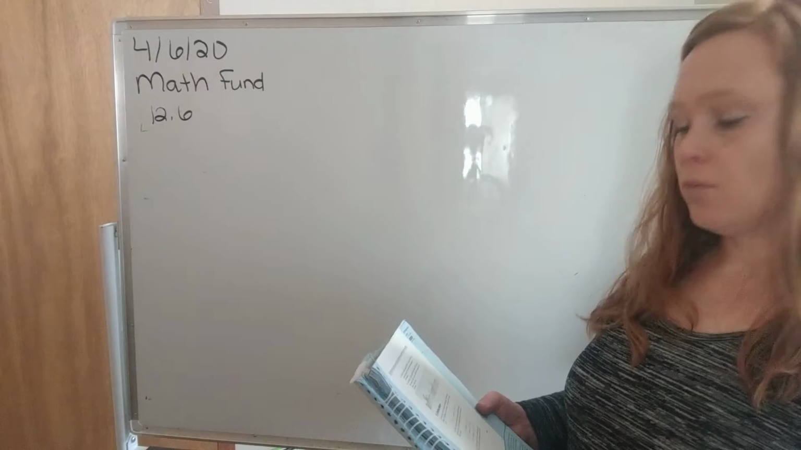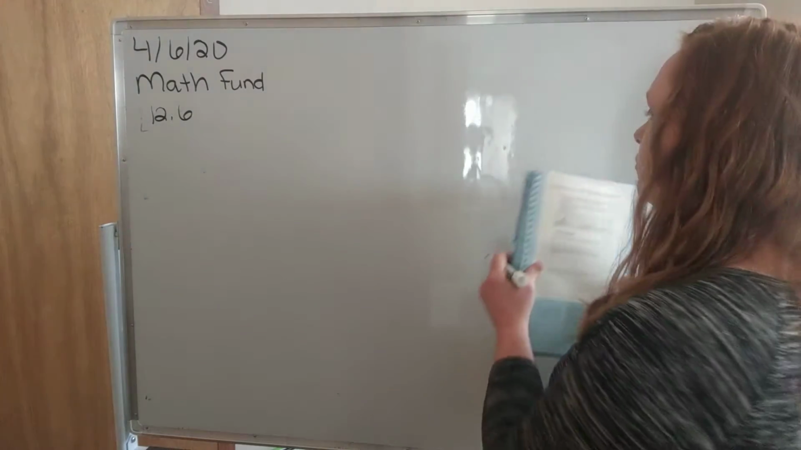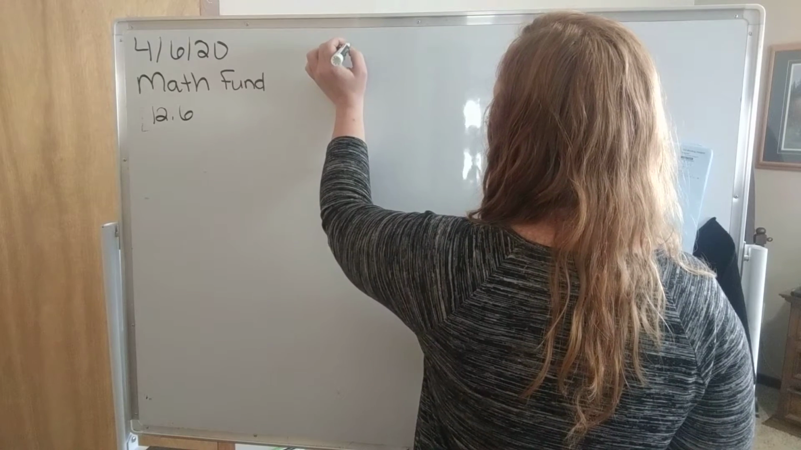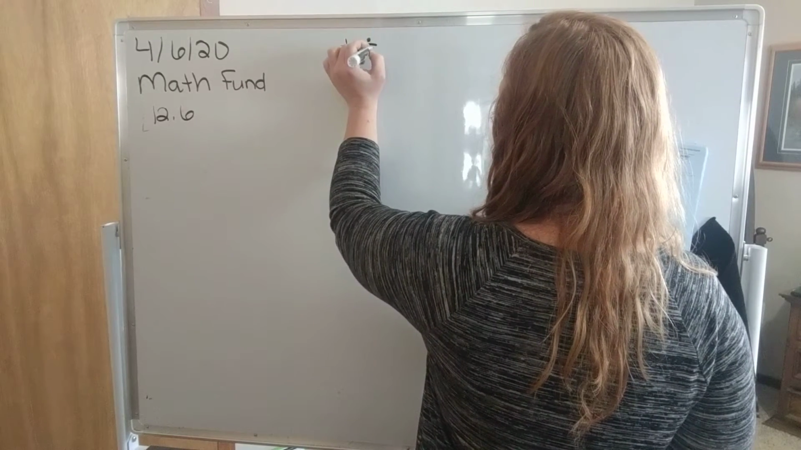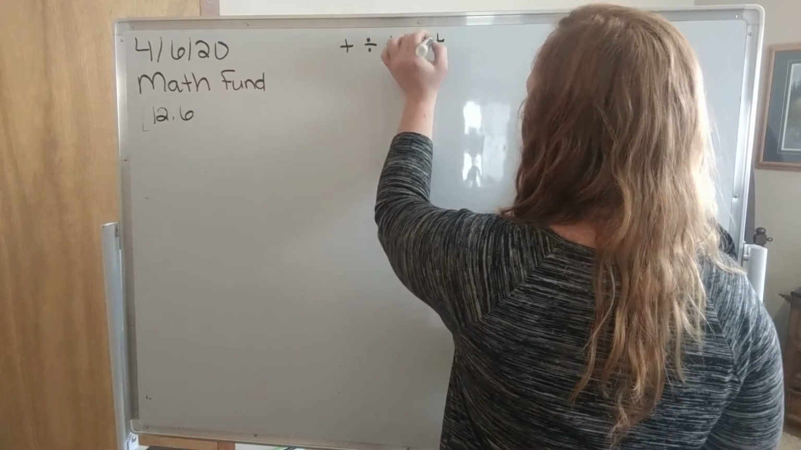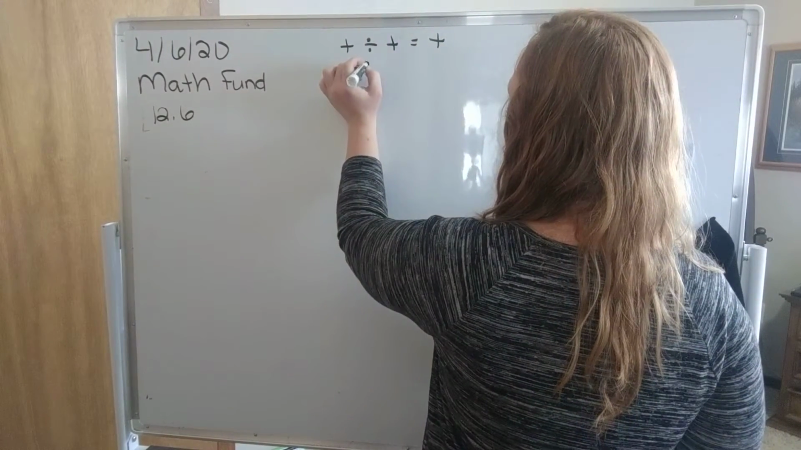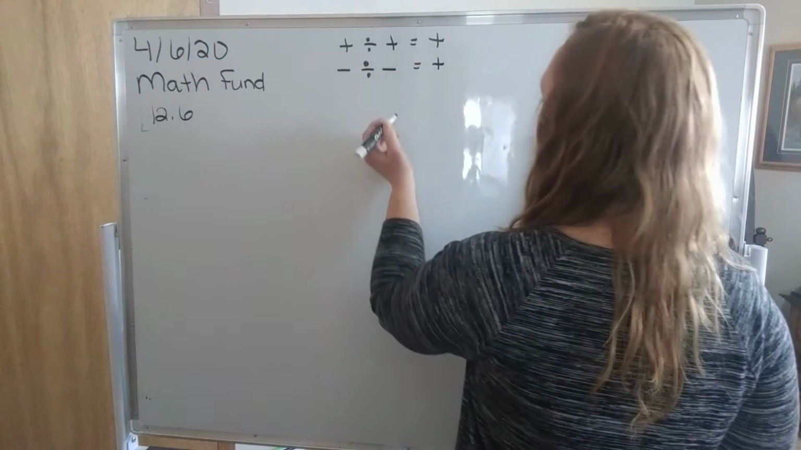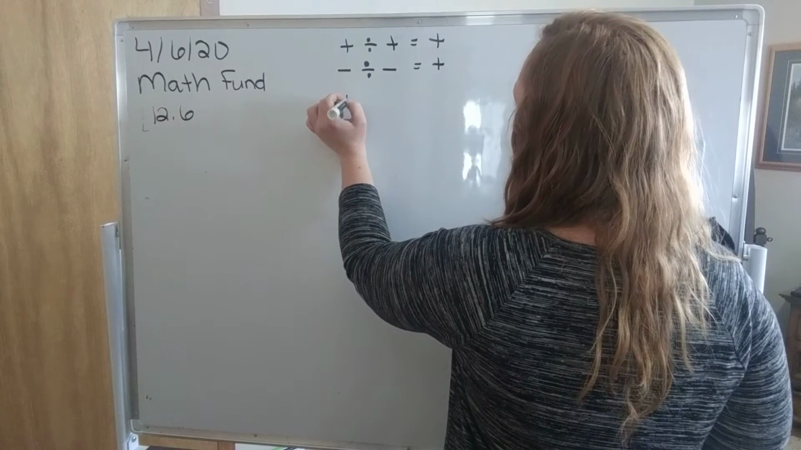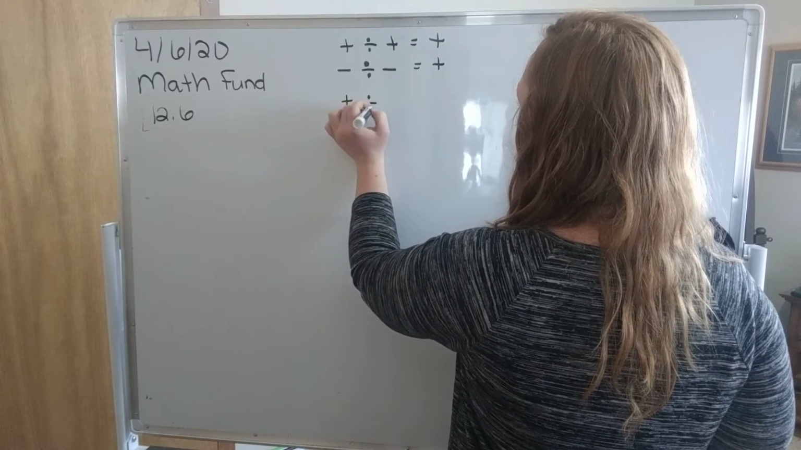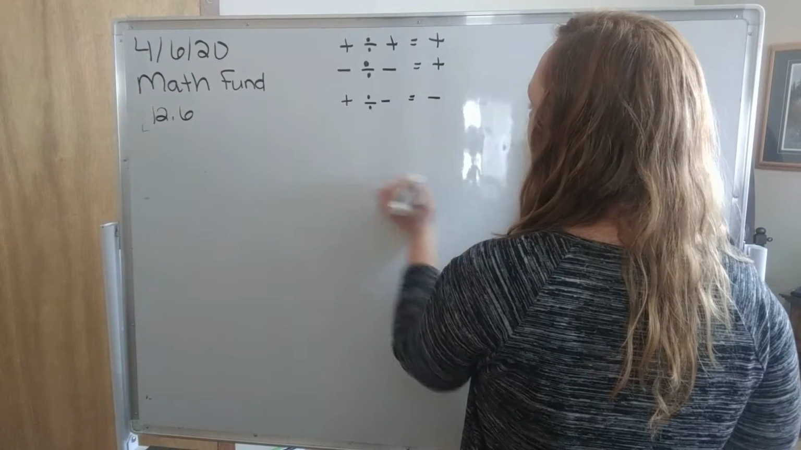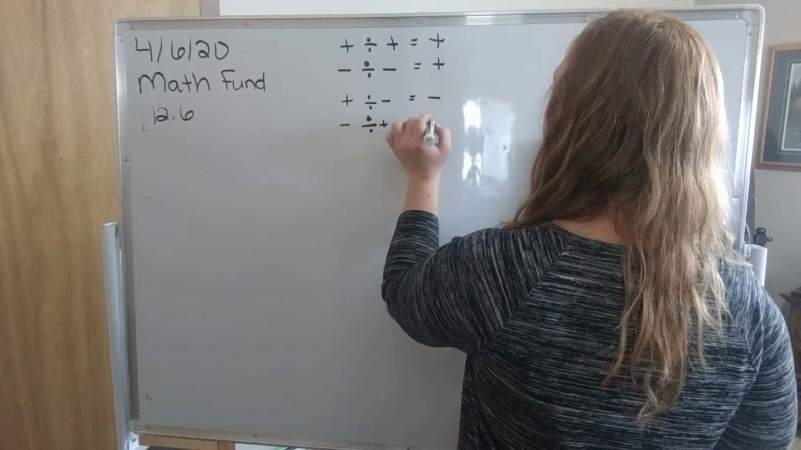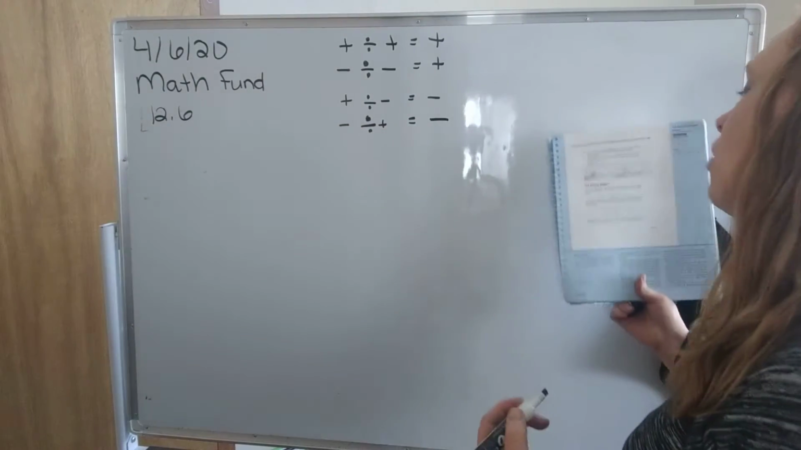Division actually has the same rules as multiplication. So remember, if I divide two positive numbers, I will get a positive number. Two negatives, if you remember, make a what? Make a positive when we're talking about multiplying and dividing. If I divide a positive and a negative, I'll get a negative number. If I divide a negative and a positive, I will get a negative number. So those same rules apply.